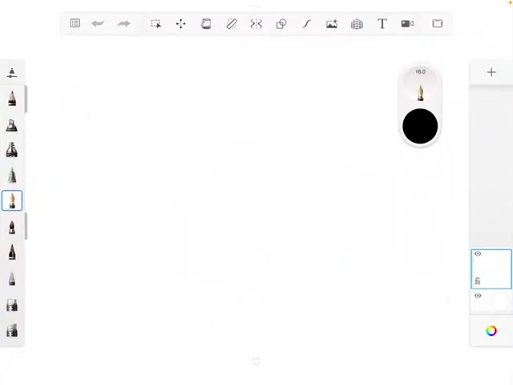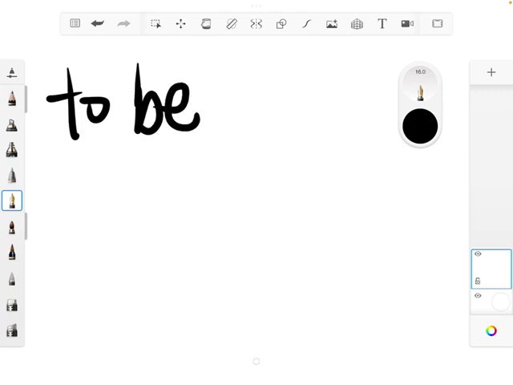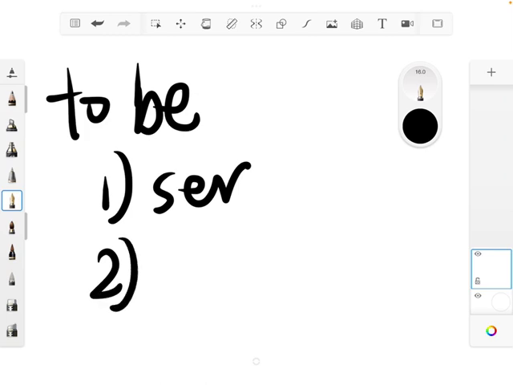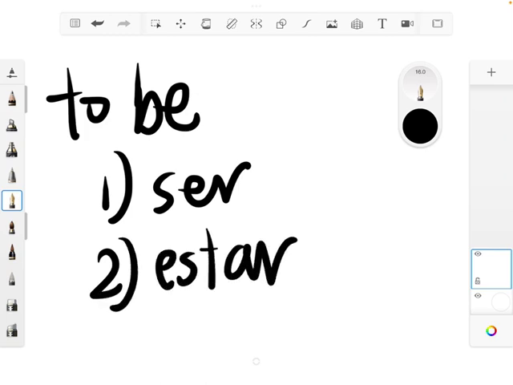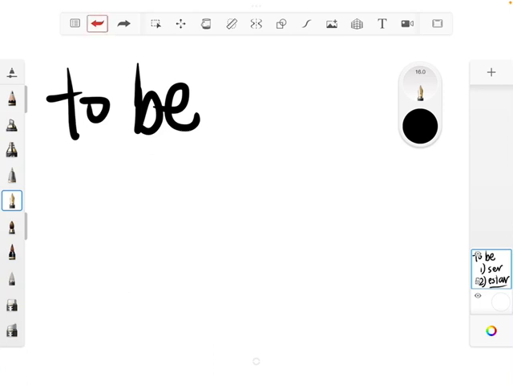We're on page 42, and today we're going to talk about the present tense of estar. So for the verb to be in English, we have two forms in Spanish: ser and estar. We talked about ser in the first chapter, and now we're going to talk about this verb. We're going to talk about how to conjugate it, and also where you would use it and in what situations.